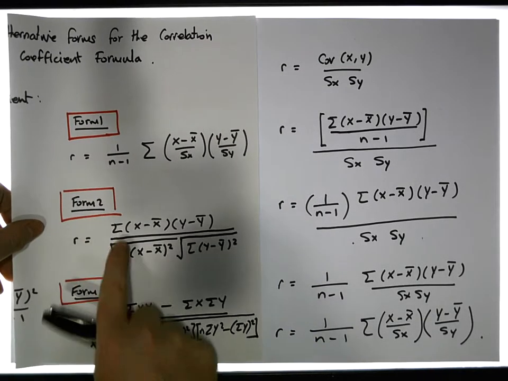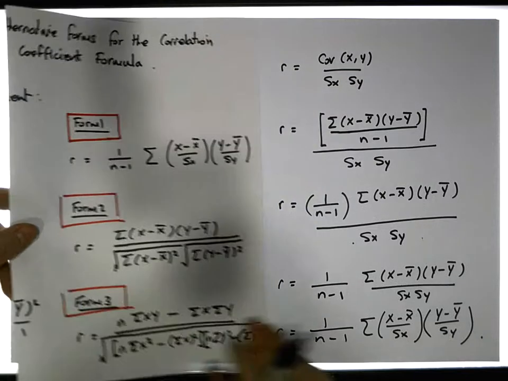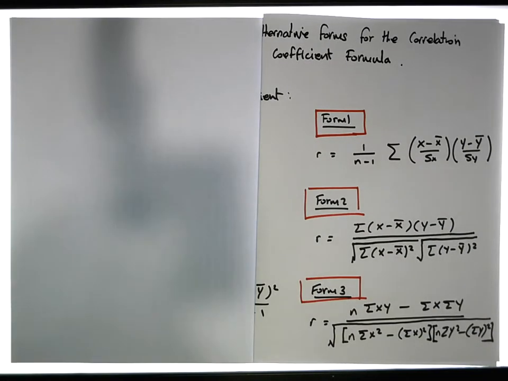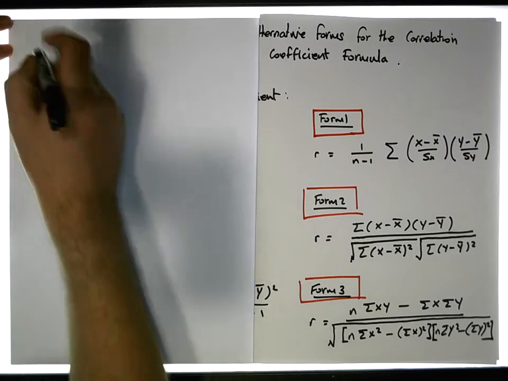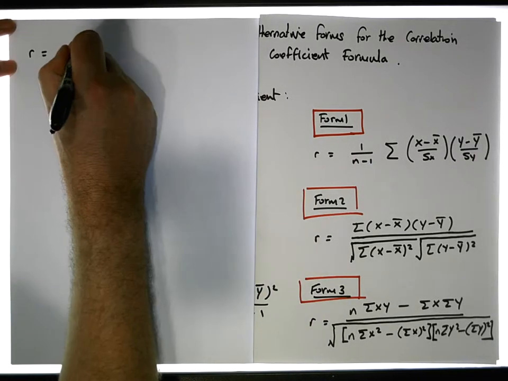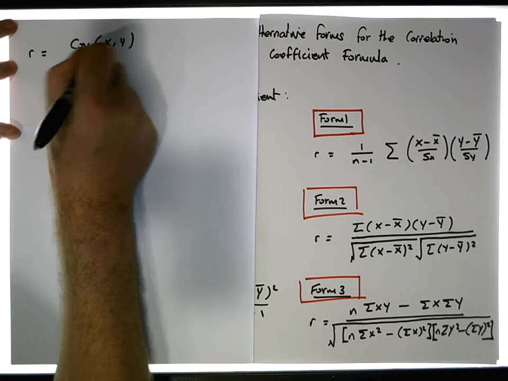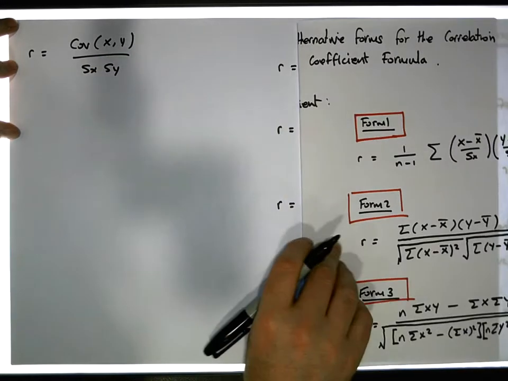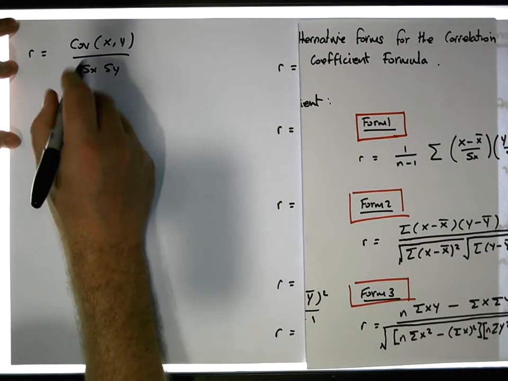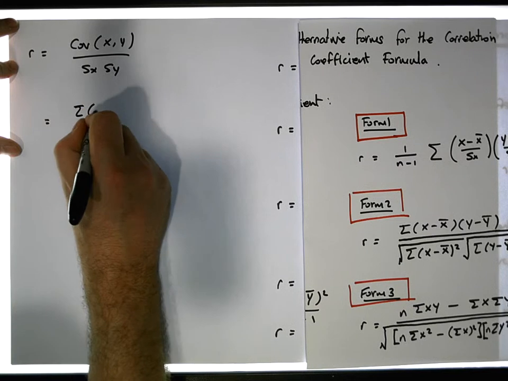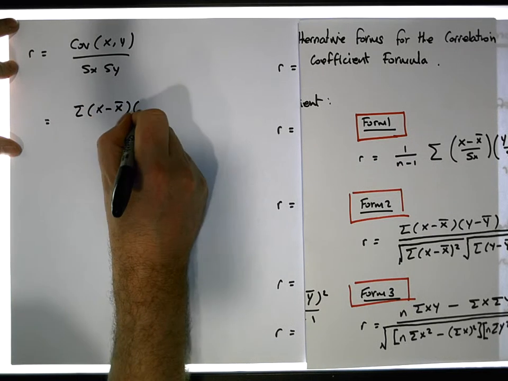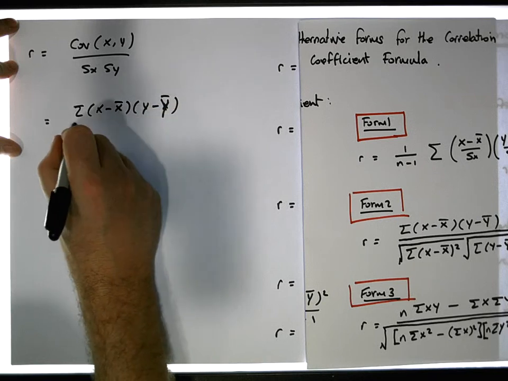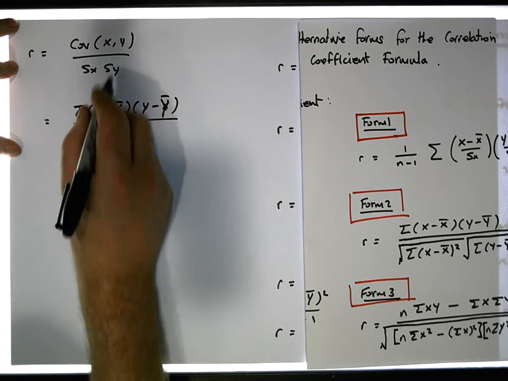What about the second form? The second form looks something like this here. So how can we get here? Well, let's take our definition again. We know that R is equal to the covariance of xy divided by S of x times S of y. Once again, the covariance is the sum of the x's minus the x bars times the y's minus the y bars, all over n minus 1.